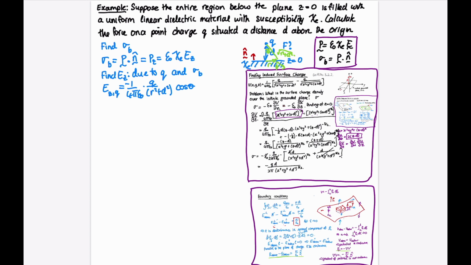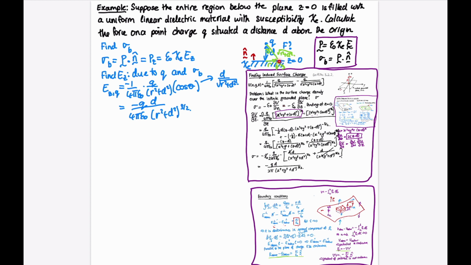And we can write cos theta here as D over the square root of R squared plus D squared. So we can write this out as minus Q over 4 pi epsilon naught, and we'll replace the cos theta with D over the square root of R squared plus D squared. That's what I'm doing in this next step. So this will be R squared plus D squared to the 3 over 2, and we've got a D on top. That's that D there.